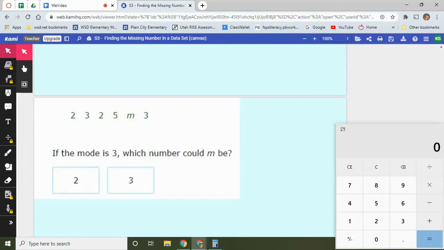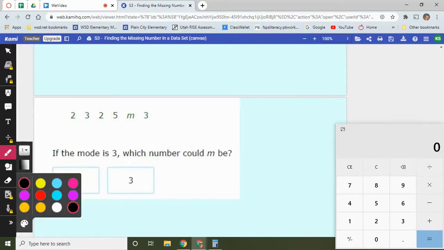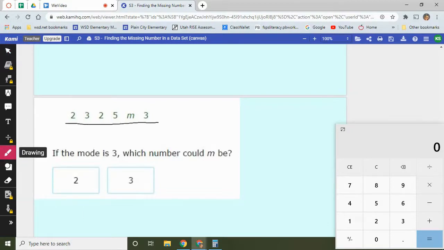And it wants my mode to be 3. Well, right now up here, if I look at the numbers that they give me, I have 2 modes, right? I have a 2 and a 3 are my modes right now. So what number can I put in there that makes my mode 3? Oh, well, if I put another 3 in there, my mode, the number that occurs the most now is just 3. So my missing number would have to be that 3.